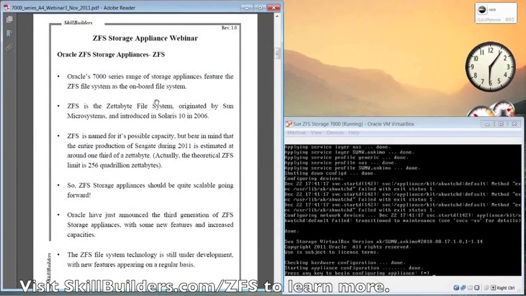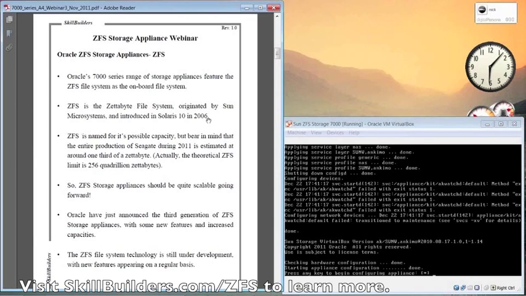Now, ZFS is the file system on which this storage appliance is based. As you can probably guess, the storage appliance is based on the Oracle Solaris operating system, with a nice graphical and command line interface to manage it, which you'll see very shortly. And ZFS is the Zettabyte File System that was originated by Sun before it became part of Oracle and introduced into Solaris 10 in 2006.